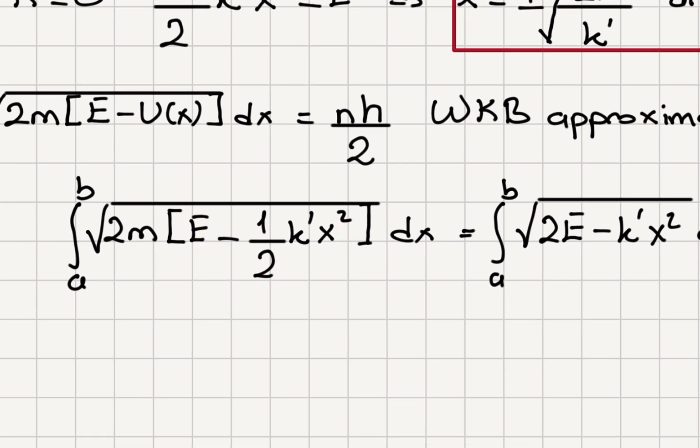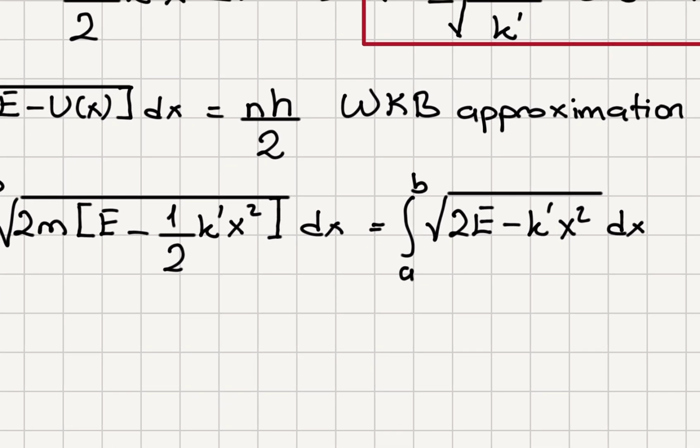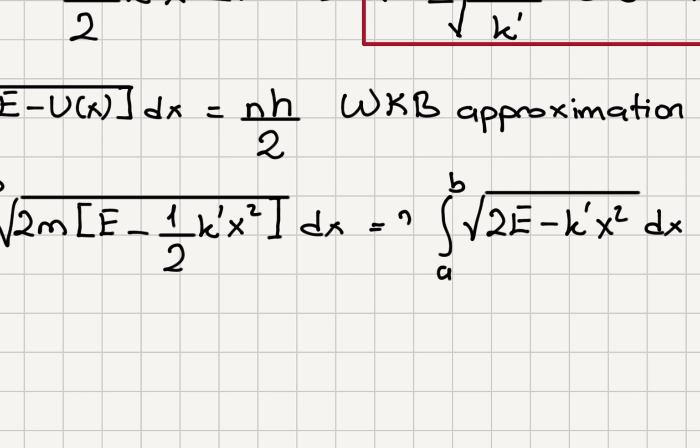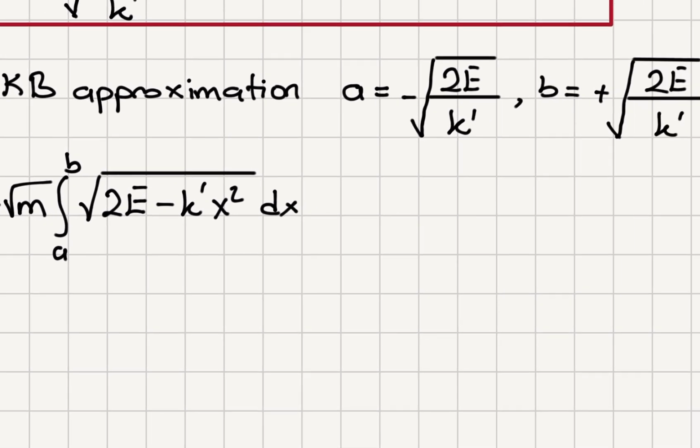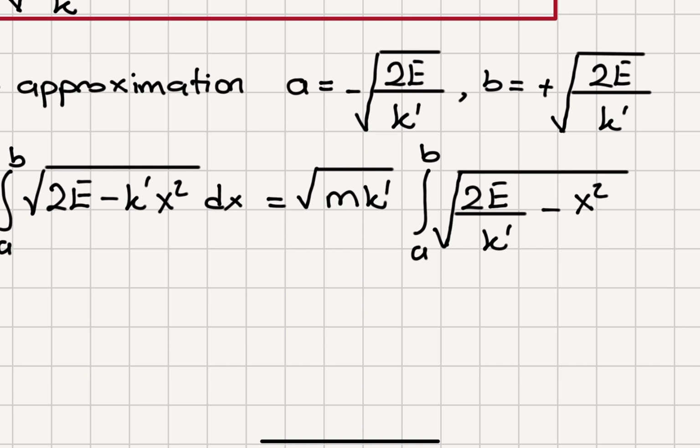Because this 2E divided by 2 will get rid of this 2, and then I will take the square root of m. I note that there's a square root of m here, not 2m because the 2's disappeared, square root of m outside. And now I'm going to take this into K prime parentheses as well. So I will have the square root of m K prime up front, integral from A to B of the square root of 2E divided by K prime minus x squared dx.